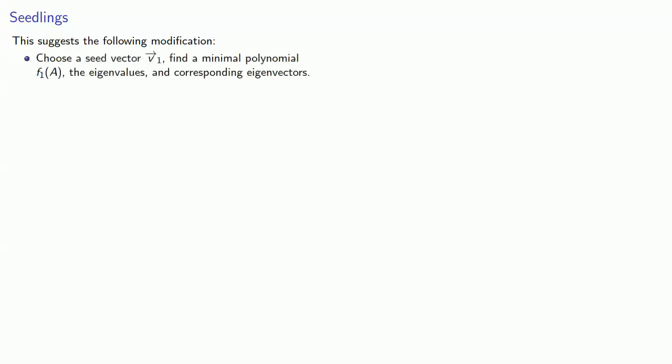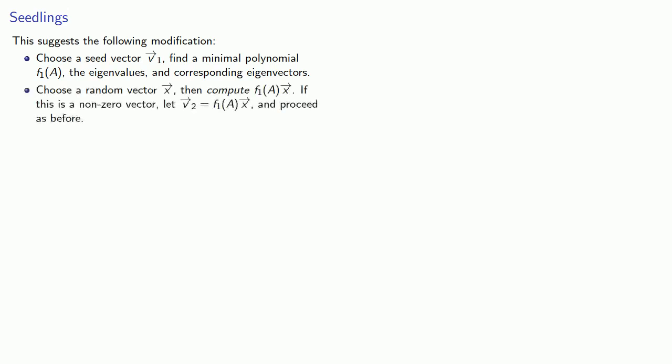And so this suggests the following modification to our procedure. First, we'll choose a seed vector v1, find a minimal polynomial f1 of A, the eigenvalues, and the corresponding eigenvectors. Now, if we don't find all of the eigenvalues and the eigenvectors, we'll choose a random vector x and then compute f1 of A applied to x. If this is a non-zero vector, we'll let v2 be f1 of A applied to x and proceed as before. And we'll extend our botanical analogy, and we'll call this vector v2 a seedling vector. In effect, we've grown our vector x into a better vector for finding the remaining eigenvalues.